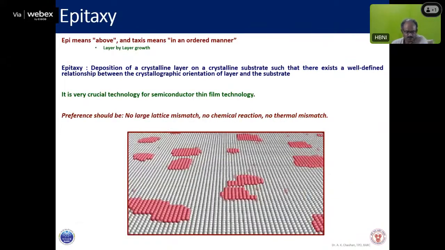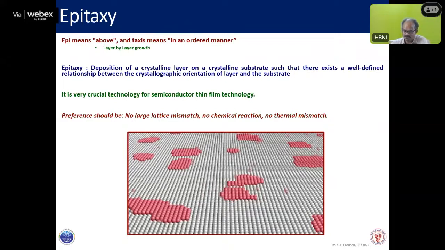Then next comes the epitaxy. So what is the meaning of epitaxy? Epi means above and taxis means in an ordered manner. So this is basically a layer by layer growth where one layer over the other layer is grown. It is deposition of a crystalline layer on a crystalline substrate such that there exists a well-defined relationship between the crystallographic orientation of the layer and the substrate.